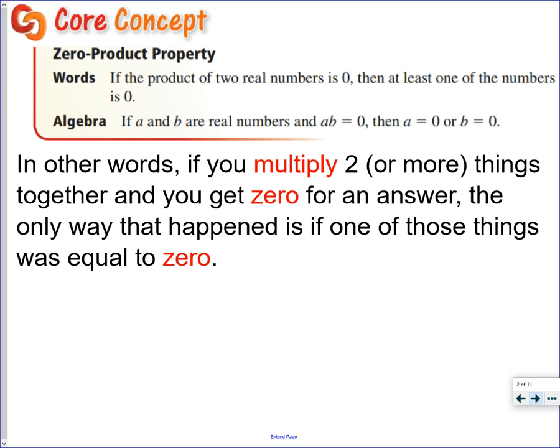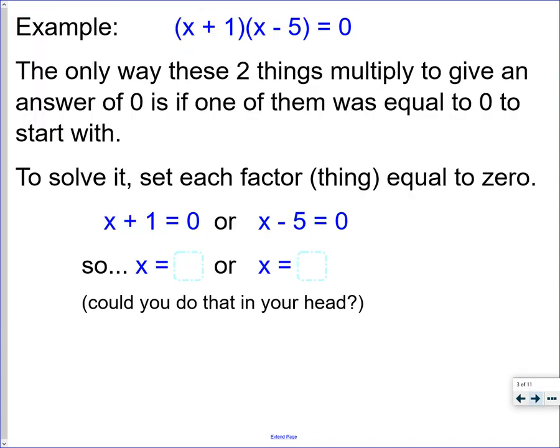So in words, it says if the product of two real numbers is 0, then at least one of the numbers is 0. If I multiply things and I get 0, then one of the things had to be 0 to start with. So they even have this written in algebra right here. If these two things are real numbers and I multiply them together and I get 0 for an answer, then it had to be true that either the A was equal to 0 or the B was equal to 0. One of those things had to be 0 for us to get a 0 for an answer.